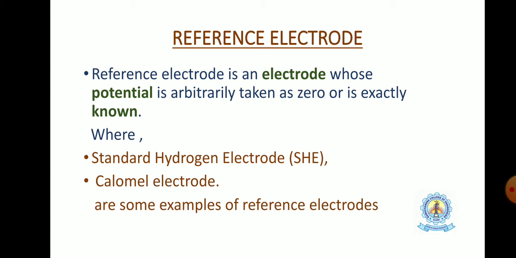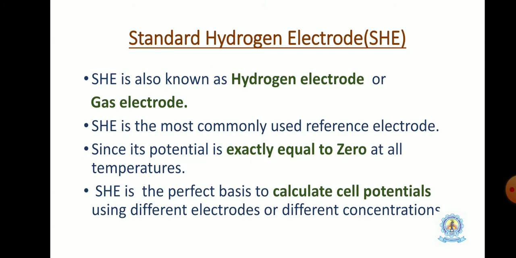Here I mentioned two different electrodes. They are the standard hydrogen electrode and the second one is the Calomel electrode. These two reference electrodes are very important electrodes. Let us see the standard hydrogen electrode.